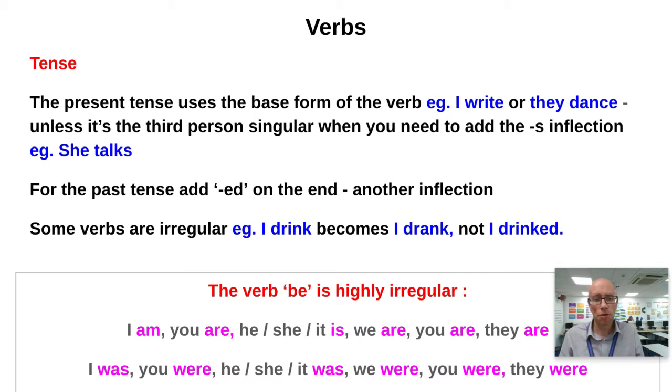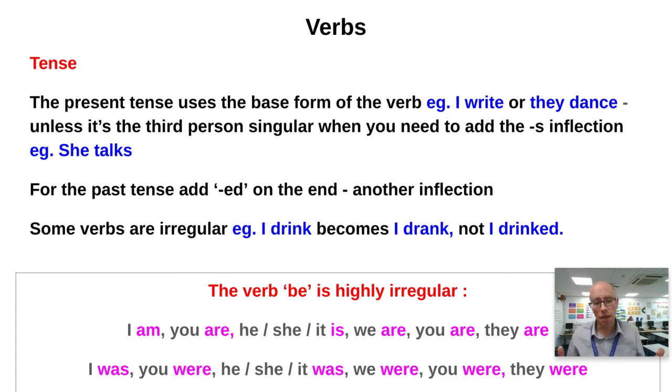We now move on to tense. So, the present tense obviously is the base form of the verb. So I write, for example, or they dance, that's the base form of the verb. For the past tense, if it's a regular verb, i.e. a so-called weak verb, then what you're doing is you're putting ed on the end. So that's another inflection on the ending.